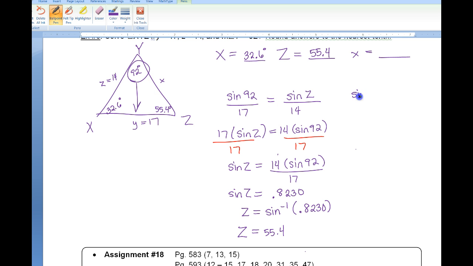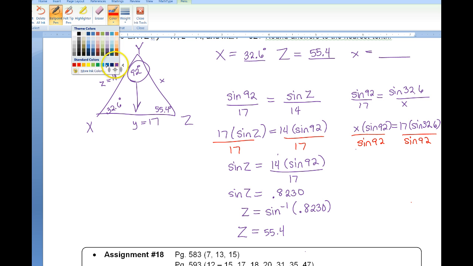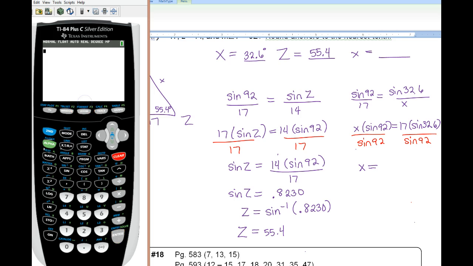So I'm going to start it out the same. Sine of 92 over 17 equals sine of 32.6 over little x. So I have x times the sine of 92 equals 17 times sine of 32.6. I'm going to divide both sides by sine of 92. And then I have x is equal to, let's see what we get. So we have 17 sine of 32.6, close parentheses, divided by sine 92, and we get 9.2.